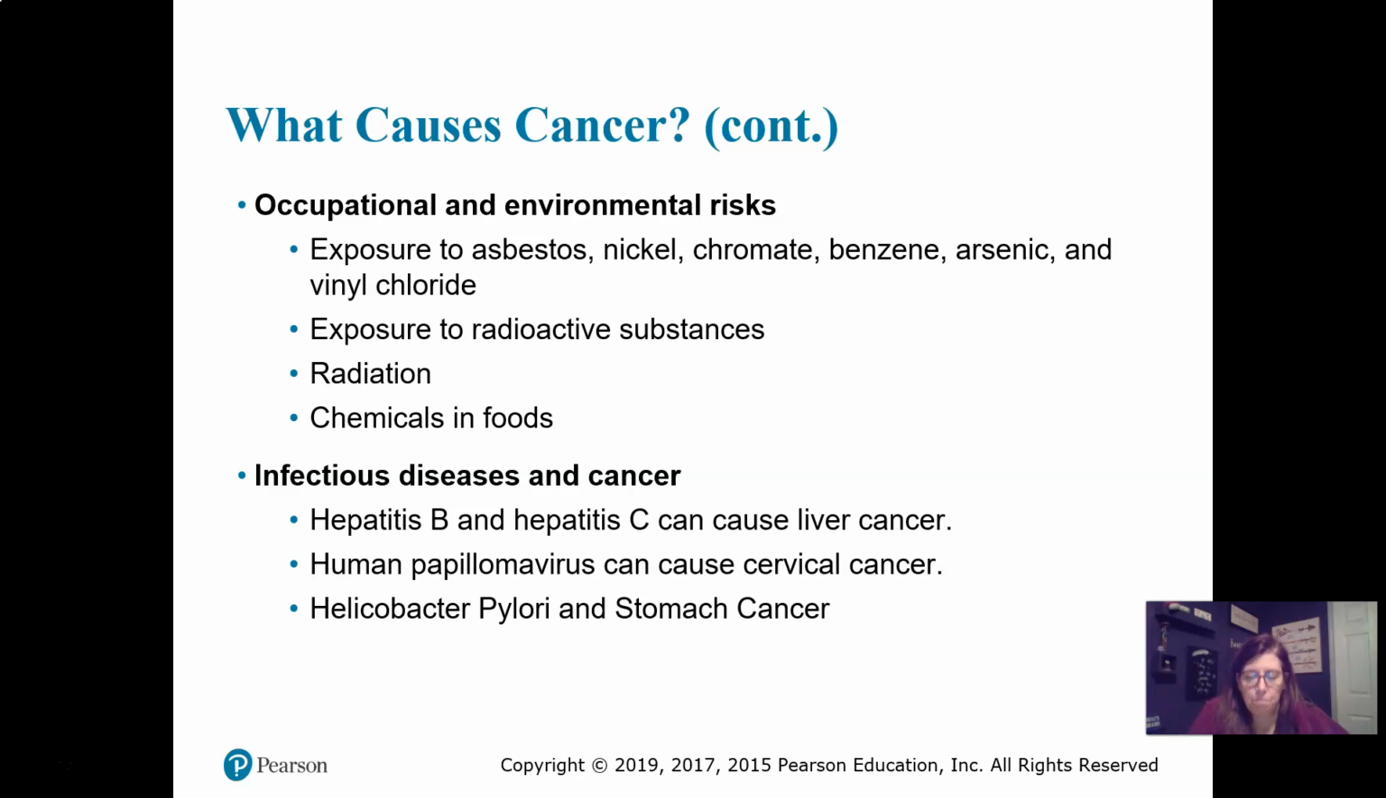Hepatitis B, C, and liver cancer. There's viruses such as Hep B and C. They're believed to stimulate the growth of cancer cells in the liver because they are chronic diseases that cause inflammation of the liver tissue. Cervical cancer has been associated with HPV, and more than half of all cases of stomach cancer are thought to be linked to H. pylori infection.